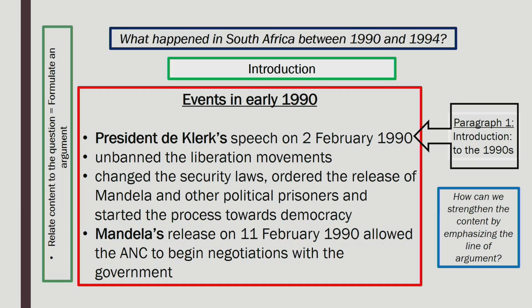The basic content that we know about says President de Klerk's speech on the 2nd of February 1990 unbanned the liberation movements. We also know that there are changes in security laws, that they ordered the release of Mandela and other political prisoners, and they started the process towards democracy. Then we also know that it speaks about Nelson Mandela's release on the 11th of February 1990, and that allowed the ANC to begin negotiations with the government.